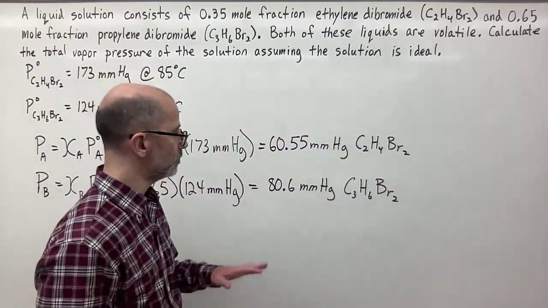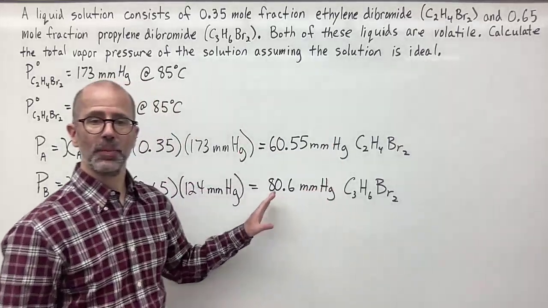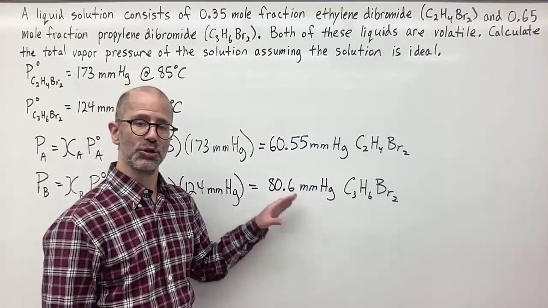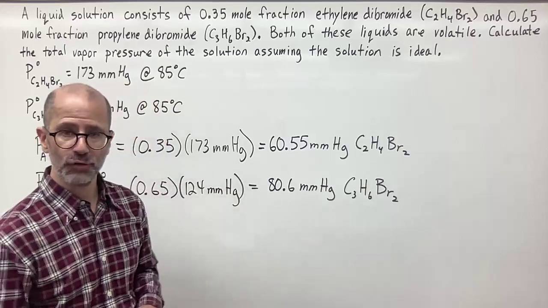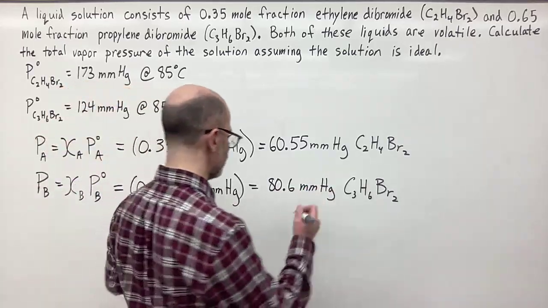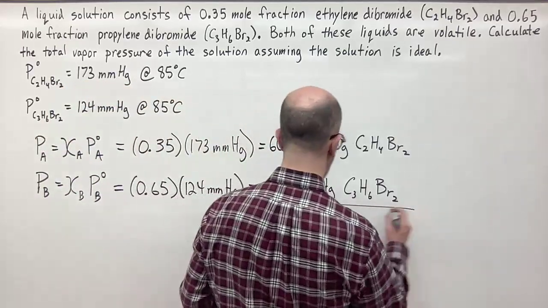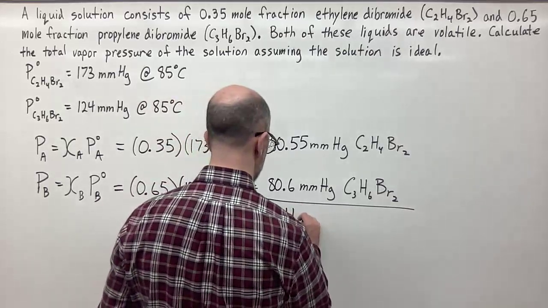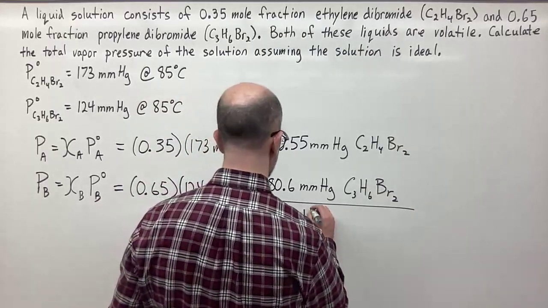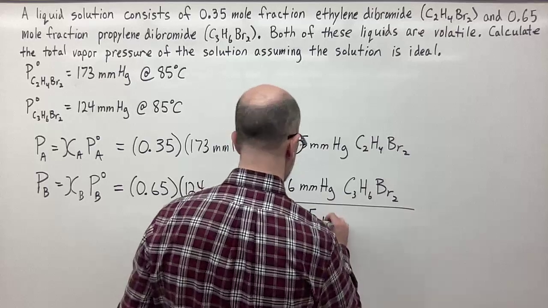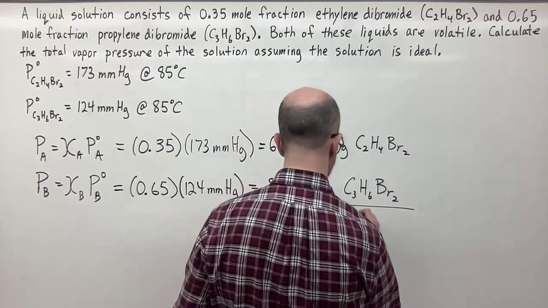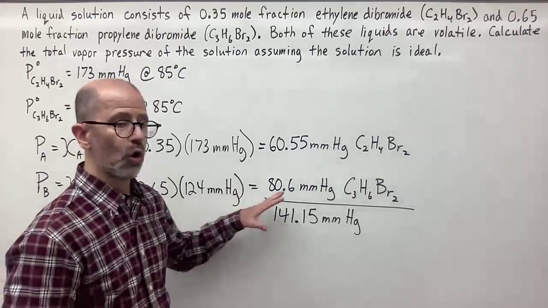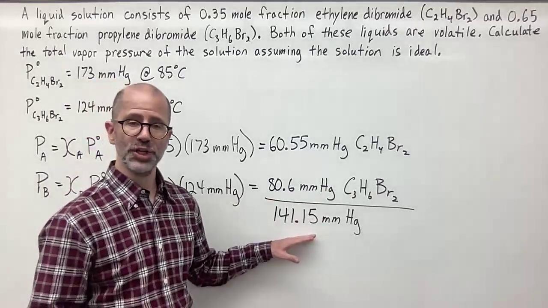Okay. Now that we have the vapor pressure due to both of these substances in our solution, to get the total vapor pressure, we just add these together. And when we add these together, we get 141.15 millimeters of mercury. So that's the total vapor pressure of our solution.